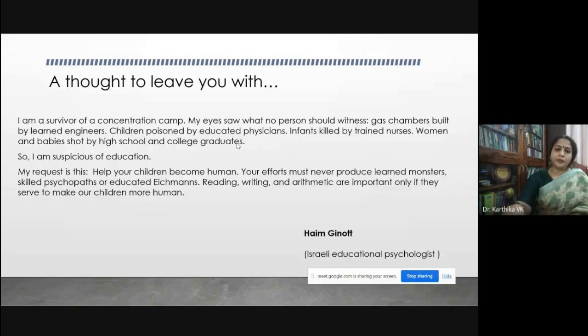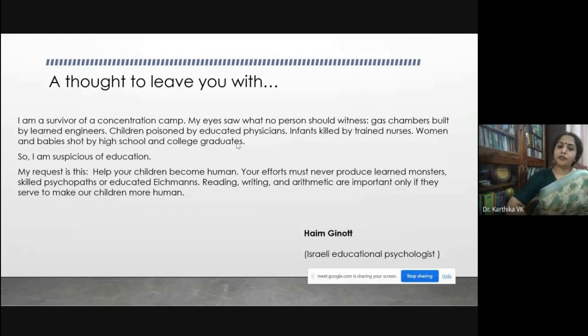And I will leave you with one single thought. This is from an Israeli educational psychologist, Haim Ginott. Wherever I go, I tell people about this. He was a Holocaust survivor, and he leaves a note for the teacher. Some of you might be familiar with it, but let me read it out for you.